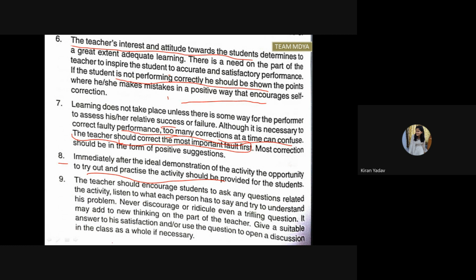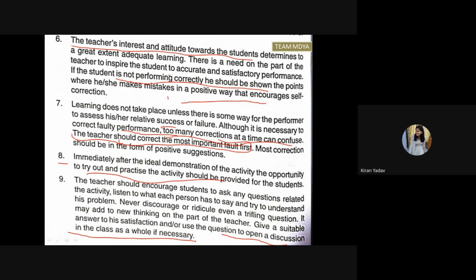After this, give a suitable answer to his satisfaction, or use the question to open a discussion in the class as a whole if necessary. Either give them the answer, or you can also choose to open a discussion. You can also use that question as a discussion in the class openly.